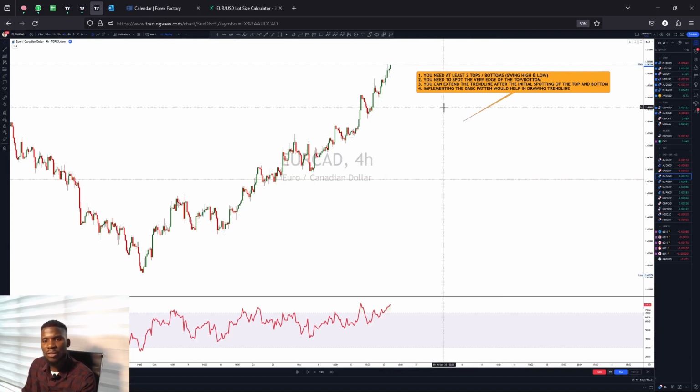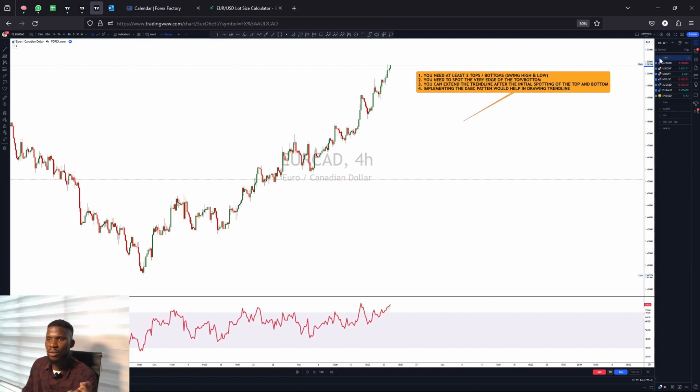All right, so number three, you can extend the trend line after the initial spotting of the top and bottom. I'm going to show you that. And then implementing the OABC pattern will help in drawing a trend line. Now what am I talking about exactly? So let's take a look at what I am actually saying here.